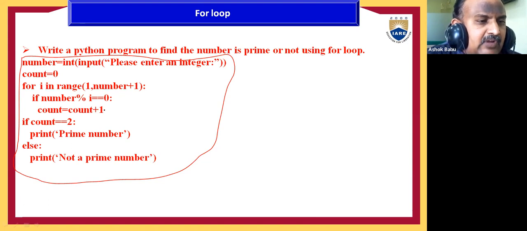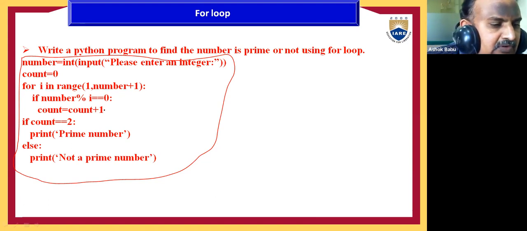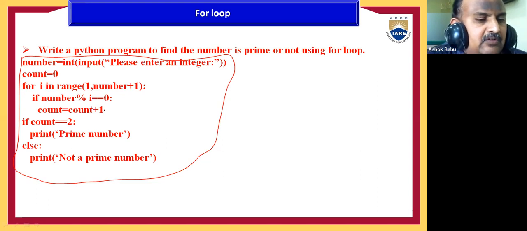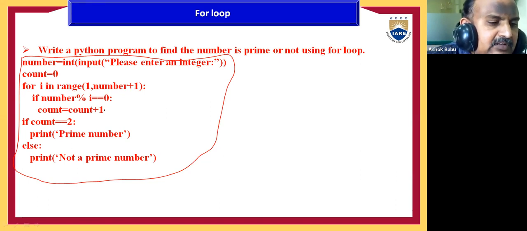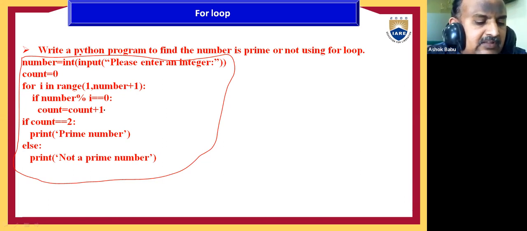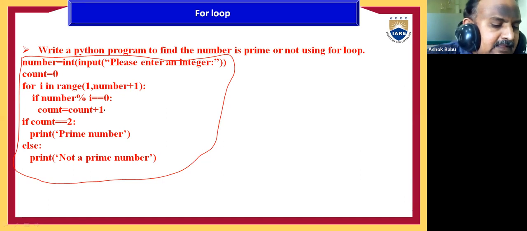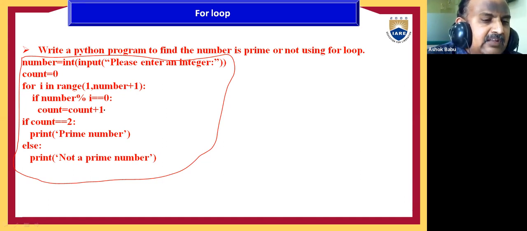Next, if count is not equal to 2, then I have to print that the given number is not a prime number. If count equal to 2, then I need to print that the given value is a prime number. Please note the program. I will explain the logic.